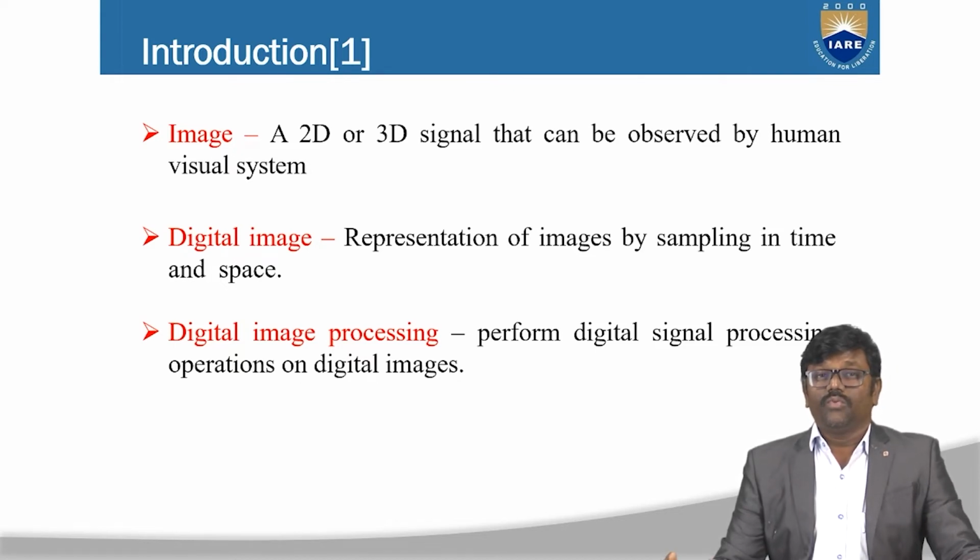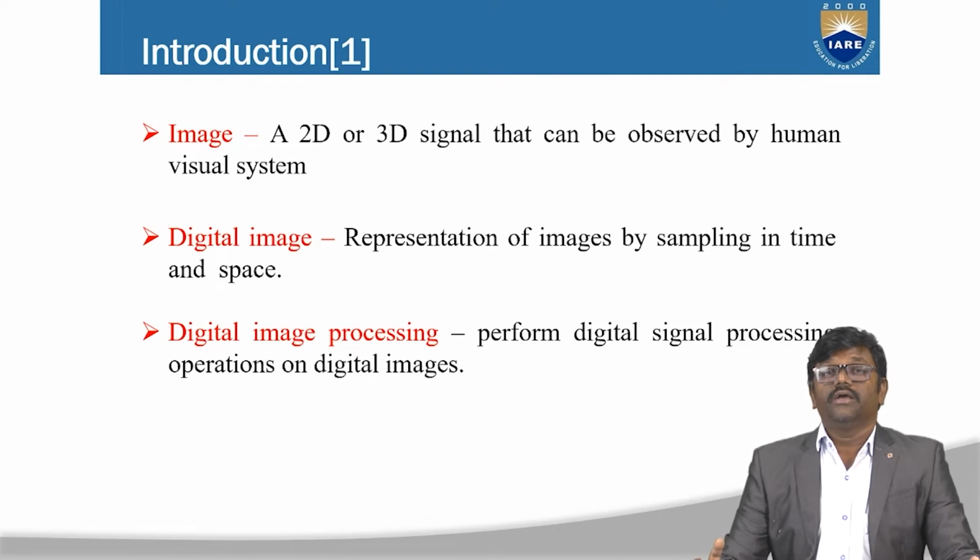So that word definition is here. What does it mean, an image? Image is nothing but either a 2D or 3D signal that can be observed by the human visual system. I'll repeat, what does it mean, an image? Image is either a 2D or 3D signal that can be observed by the human visual system.